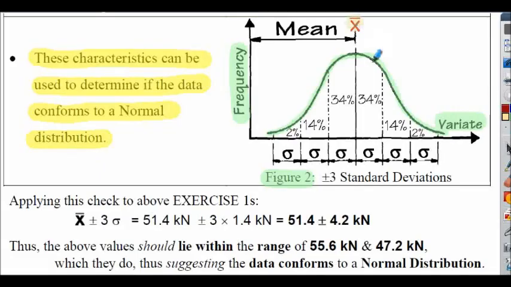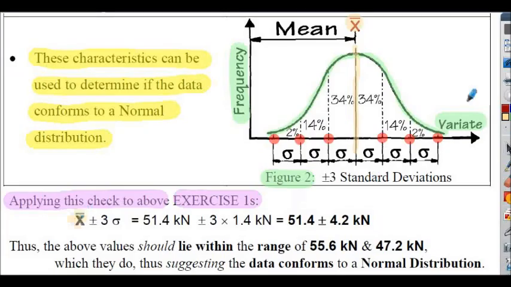Here's our mean average value, x bar, the center of the curve. And the curve is symmetrical either side of the x bar. On the horizontal axis we show 3 standard deviations to the right of the x bar and 3 standard deviations to the left of the x bar. And the dispersion, or the range associated with the plus or minus 3 standard deviations, should encompass all of our data. If we now apply this check to exercise 1s outlined on the previous slide, we can calculate the dispersion for the sample in that exercise.